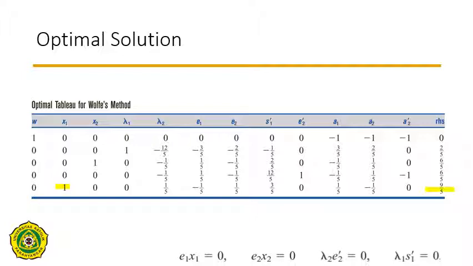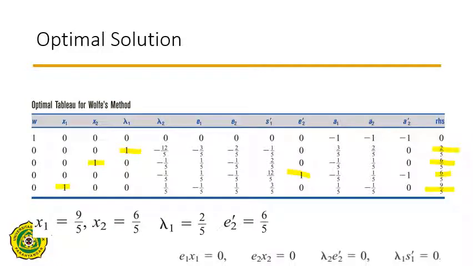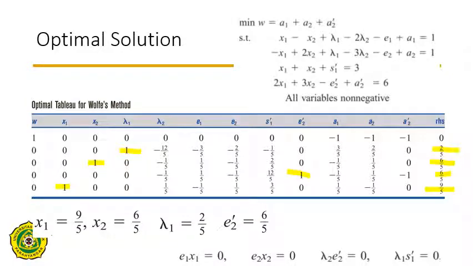x1 equals 9 over 5, x2 equals 6 over 5, lambda 1 equals 2 over 5, e2 prime equals 6 over 5. All other variables equal 0 because they are all non-basic variables. If we look at our original problem, we see that S1 prime equals 0, meaning that we exactly use the resources of this constraint. We consume all 3 units of that resource.